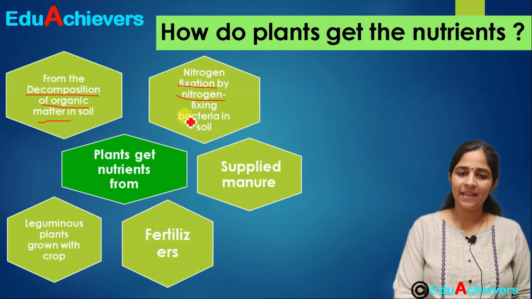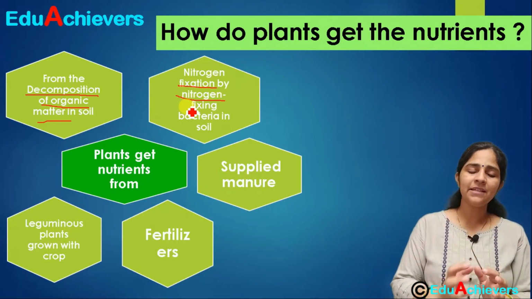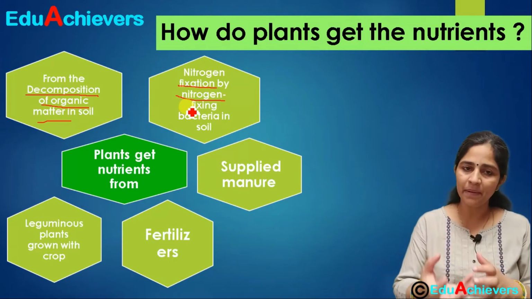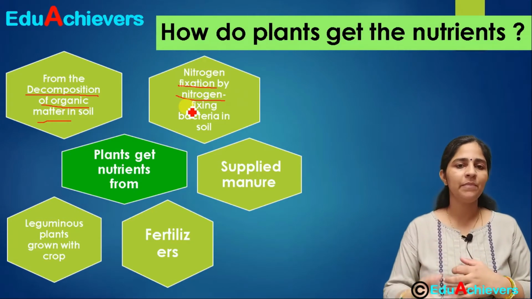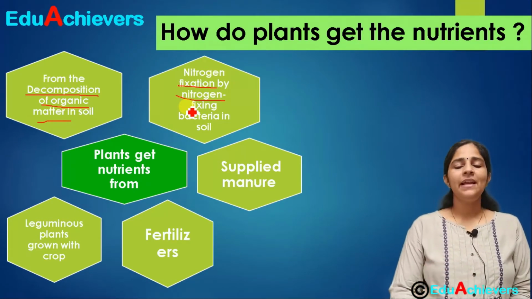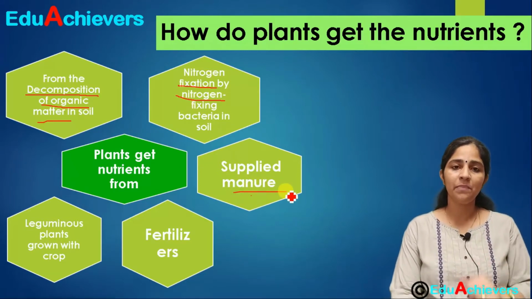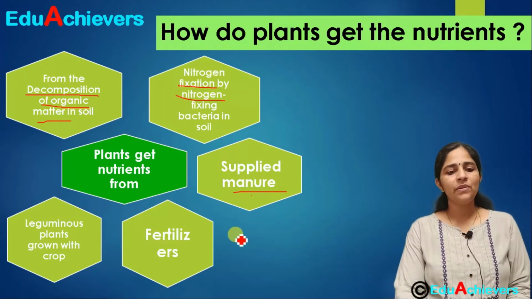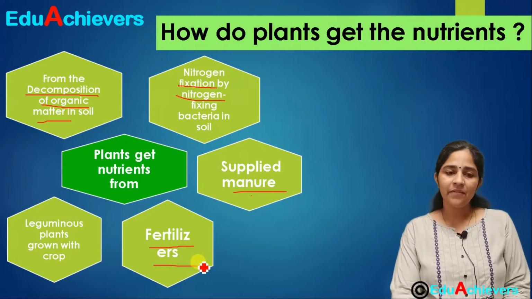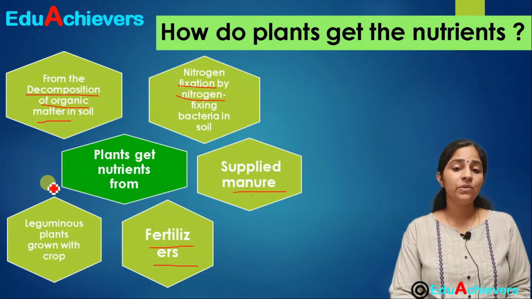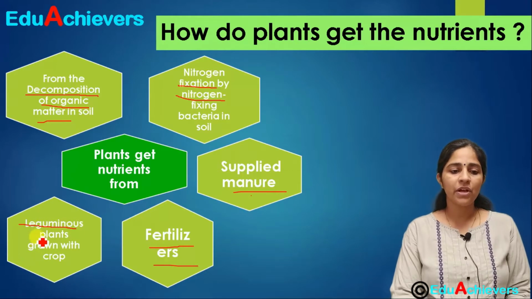Those nitrogen fixing bacteria absorb the nitrogen from the atmosphere and provide it to the plant. They first use it in making some compounds for themselves, and that is also available to the plants. The next point is that plants also get nutrients from the manure which is artificially supplied by the farmers, and from the fertilizers which we also provide artificially. And sometimes the plant can also get nutrients from the leguminous plants which are grown with the crop.